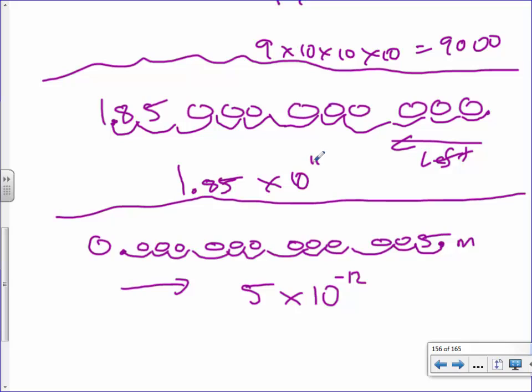So a positive exponent means make the number bigger and bigger and bigger, 10 times over, 11 times. This number right here actually means make the number smaller, over and over and over, 10 times. Does that make sense at all?